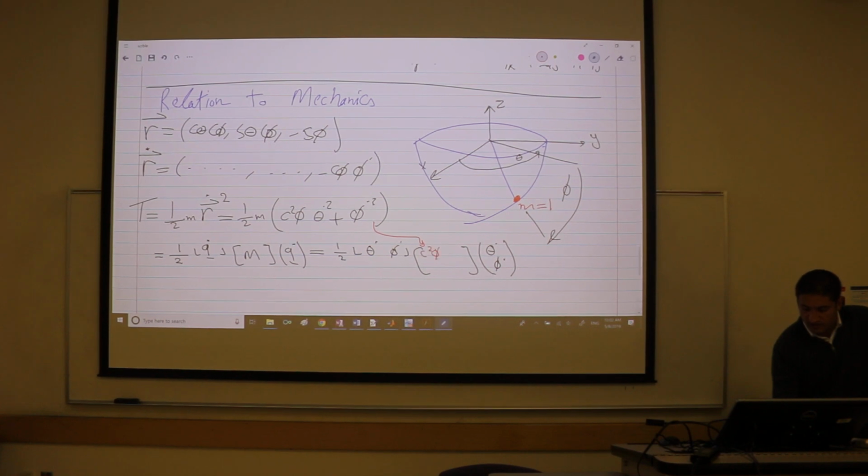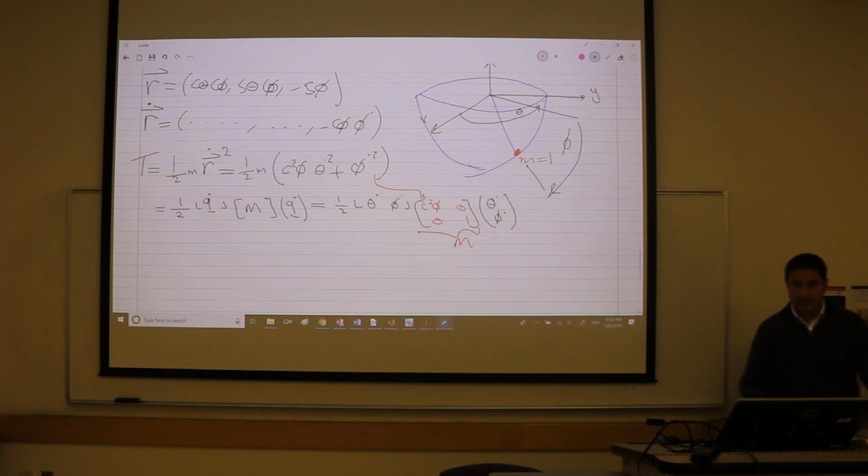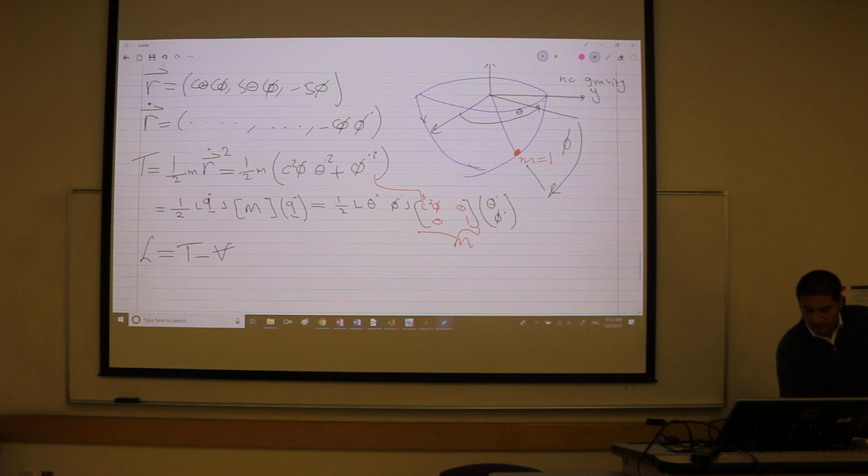This is cosine squared phi, 0, 1, 0. This is my mass matrix, okay? Any question about that? So we move forward, we get our Lagrangian. This is just dynamics, T minus V. Let's assume no gravity, so this guy is 0, so it's just T. And please go and do your equations of motion.